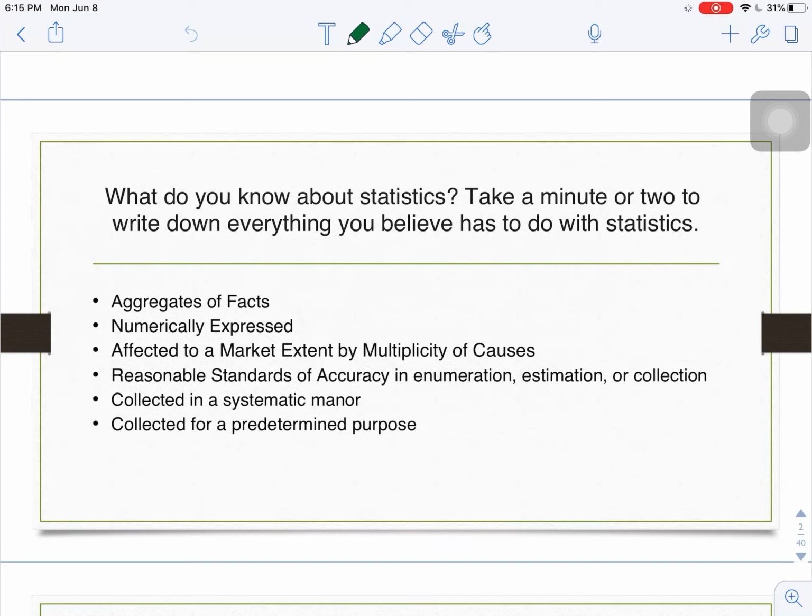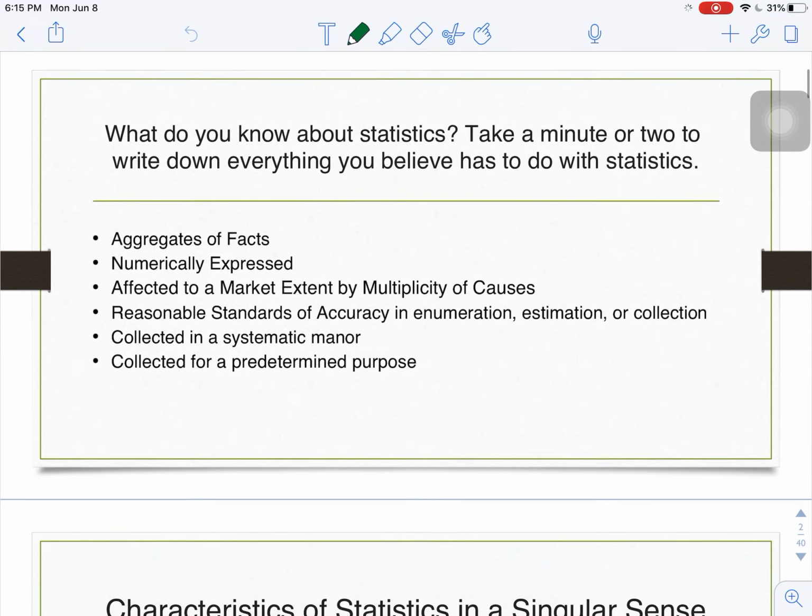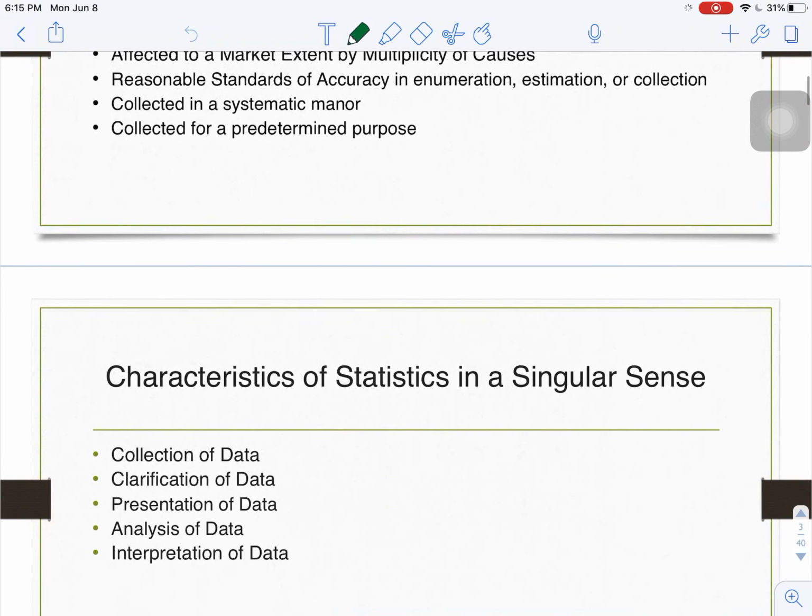So what do you know about statistics? Typically when we think about statistics, we're thinking about graphs, data, and numbers, but there's actually a lot more to it. It's aggregates of facts, numerically expressed, affected to a marked extent. These are just examples from the book.